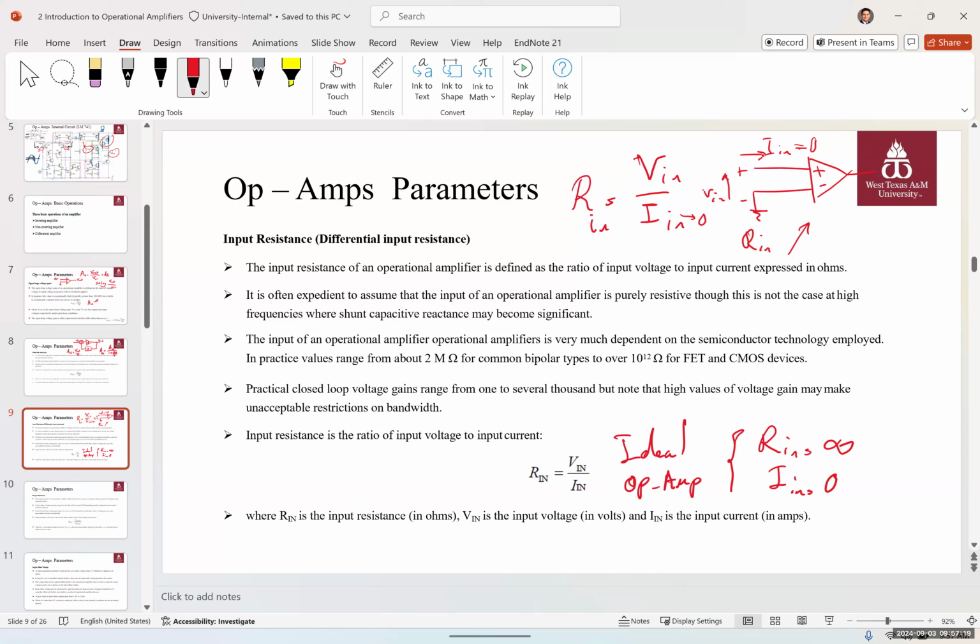A practical closed loop voltage gain ranges from 1 to several thousand, but not as high as an open loop system. And again, when we have a closed loop system, we can control the gain, we can control the input resistance, and we can manage the frequency bandwidth as well.